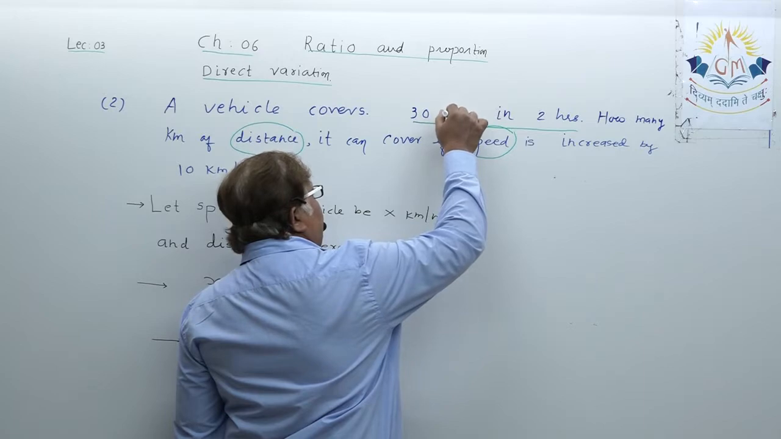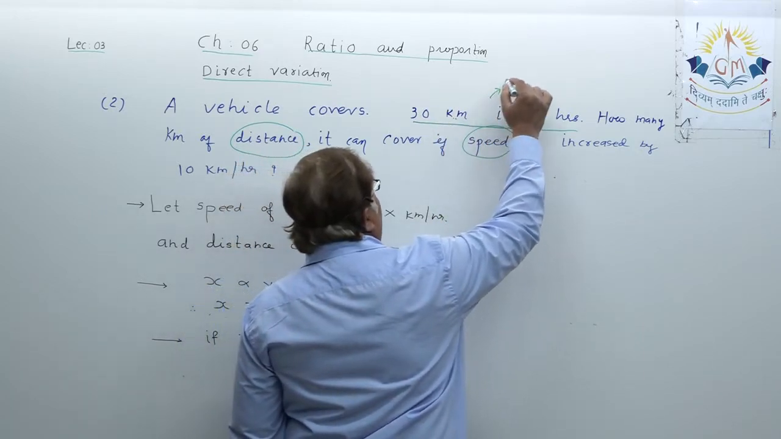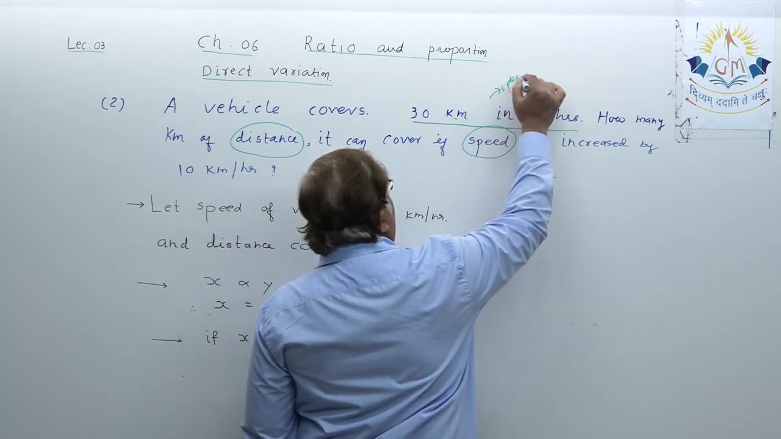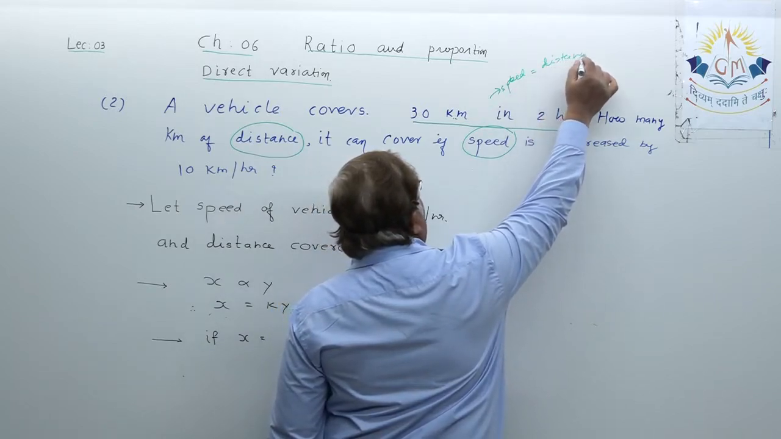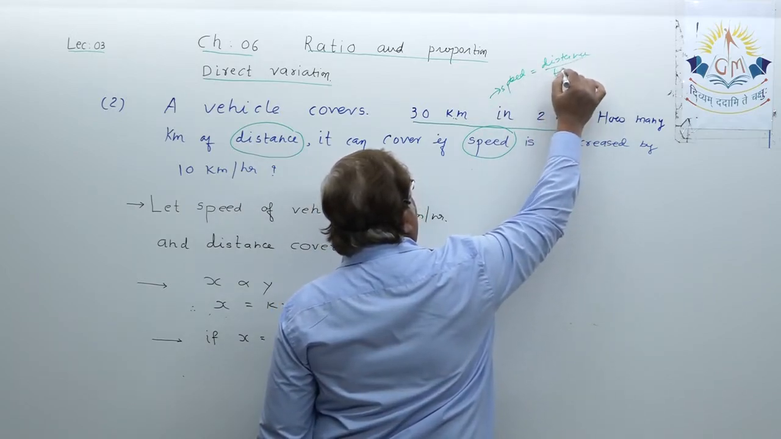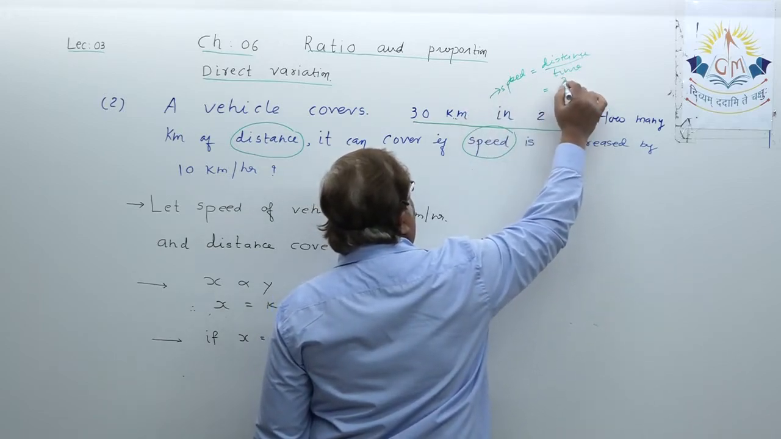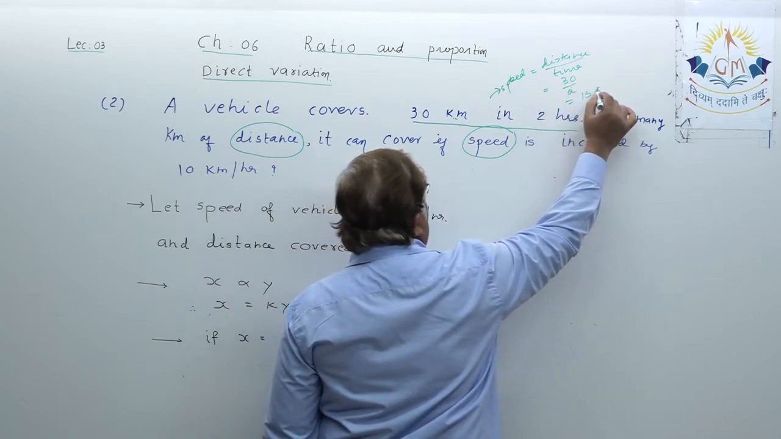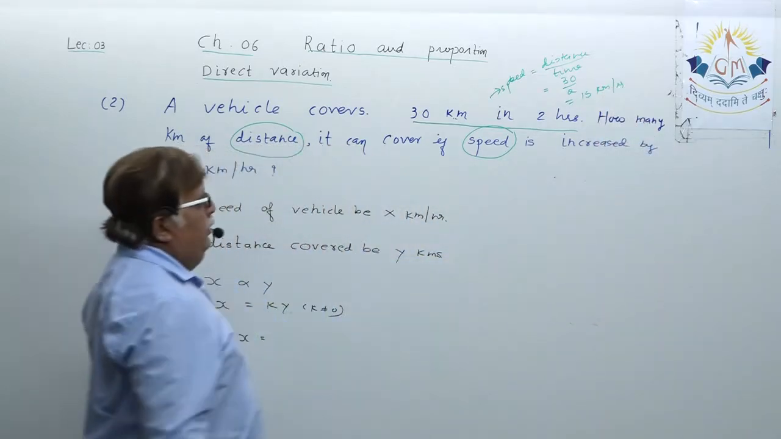Vehicle is covering how many kilometers? 30 kilometers in 2 hours. You know the formula of speed, dear student? Speed equals distance upon time. How much distance here? 30. How much time? 2. Just cancel. You got the speed: 15 kilometers per hour.